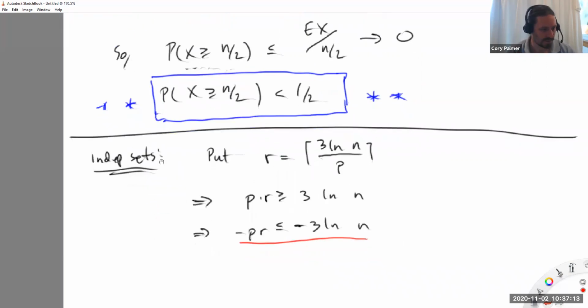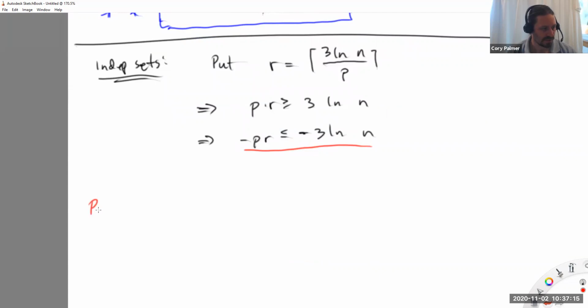Now I want to compute the following. What's the probability that my independence number, alpha of G, where G is the graph produced by this random thing? You do an experiment and you get a G out of it.